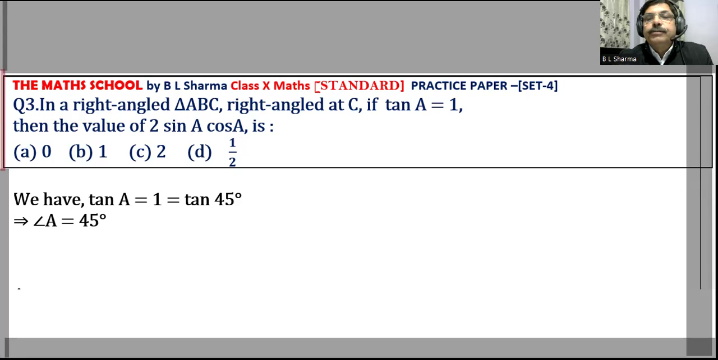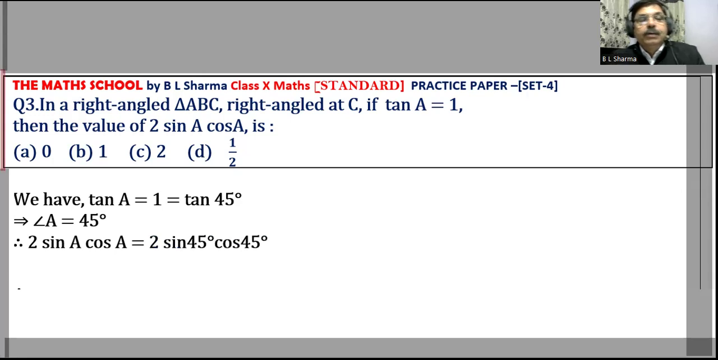Now the angle A is 45 degrees. So now 2 sin A cos A: 2 as it is, sin 45 in place of A, 45 degrees, cos also 45. What is the value of sin 45 and what is the value of cos 45? You put the value and get the answer. 2 as it is, sin 45 is 1 upon root 2.